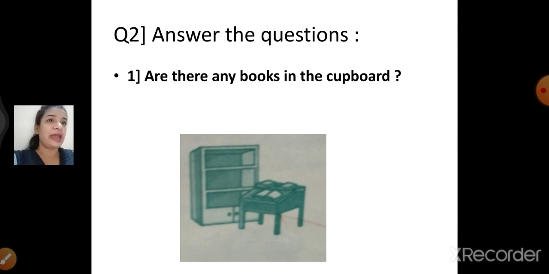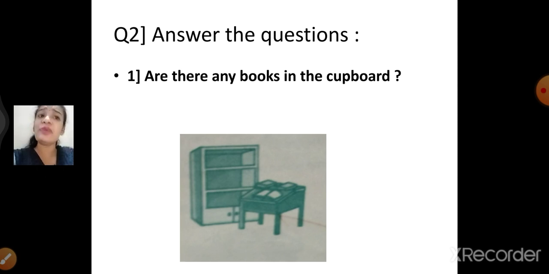So you're going to reply. So what you're going to reply? So actually this answer is already in your book, but we will learn how to make the sentence. So the question is, are there any books in the cupboard? Now here the question is asked, you have to reply it, but I'll tell you, you have to give the reason even. Now the sentence will be, there aren't any books in the cupboard.